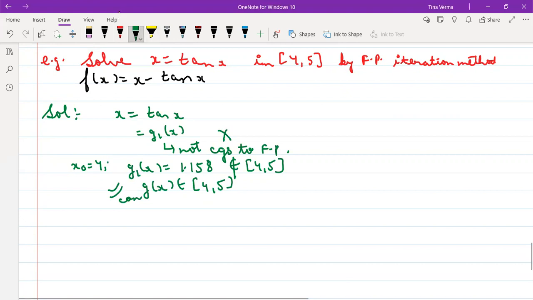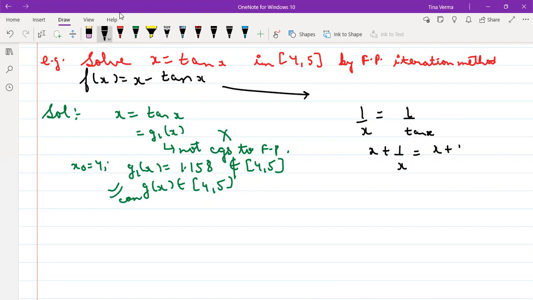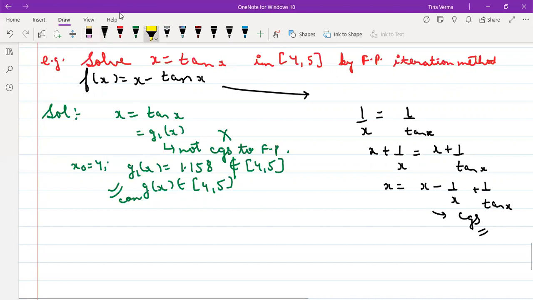On the contrary, you can reform this function like this. I can reciprocate it: 1 by x is equal to tan x. And I can add x on both the sides. And this will be x minus 1 by x plus 1 by tan x. If you check, this will converge. This is your new function g2x. This satisfies all your hypotheses.